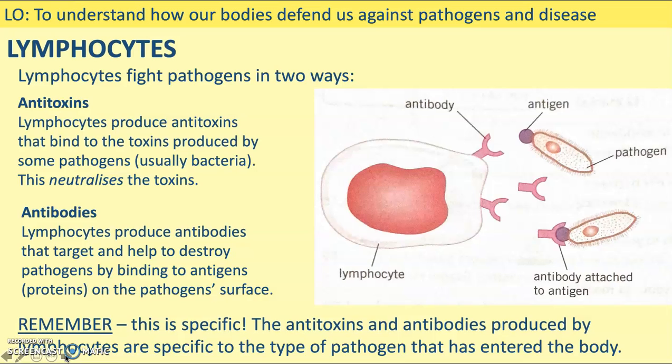Lymphocytes also produce antibodies. They help to target and destroy pathogens by binding to antigens that are on the surface of the pathogen. So antigens are a type of protein you can see here on the surface of the pathogen. Our lymphocyte has produced an antibody that fits the shape of this antigen. So this antibody is specific to this antigen. Okay, so the antibodies produced by this lymphocyte are specific to this pathogen.